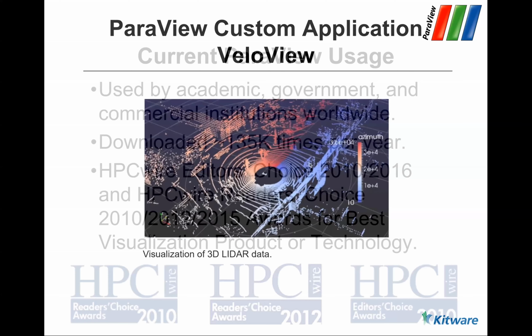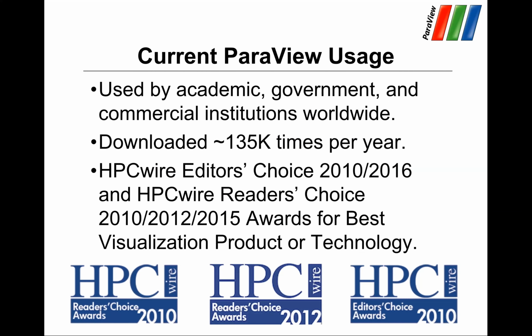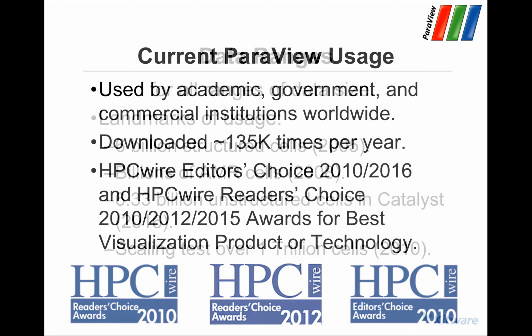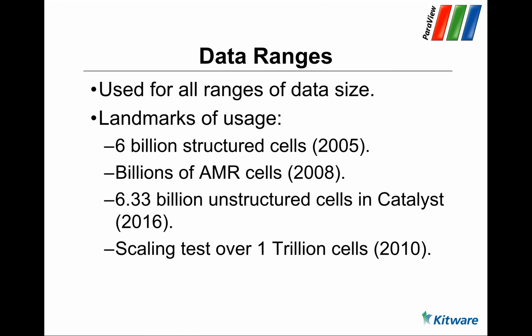ParaView is used by academic, government, and commercial institutions worldwide. It's downloaded about 135K times per year. It won a number of awards. It can be used for all data ranges. You can use it on the desktop, but also you can use it on these large HPC machines for literally billions of cells, structured or unstructured.